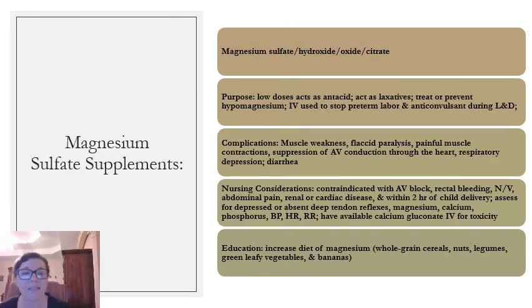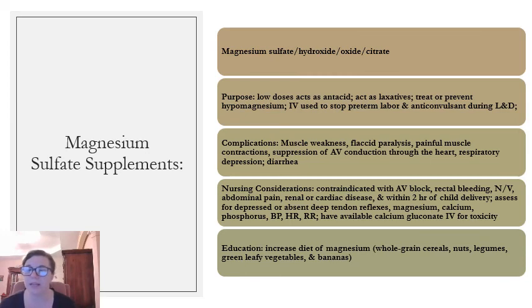All right, magnesium sulfate. So magnesium sulfate, magnesium hydroxide, magnesium oxide, and magnesium citrate. So some of these are used as a laxative. So just to let you know, at low doses, they can act as an antacid. Some of them act as laxatives. They can treat or prevent, of course, hypomagnesemia.